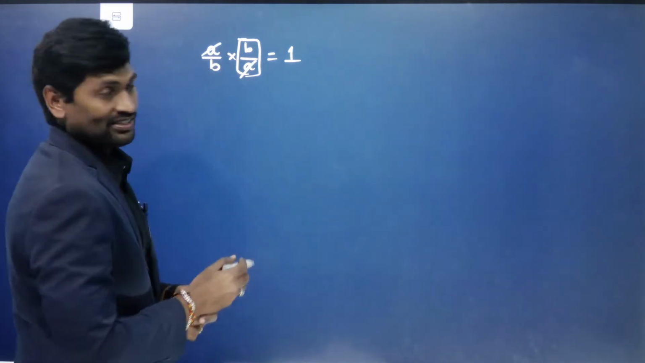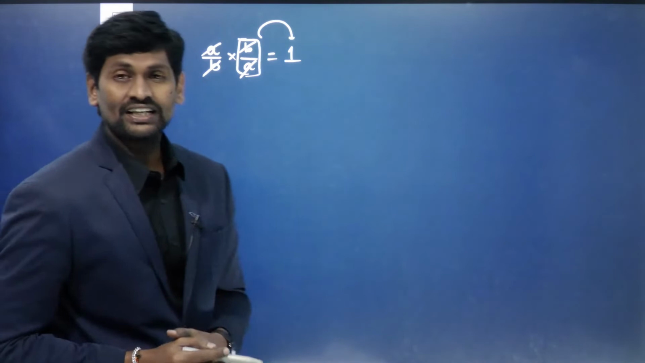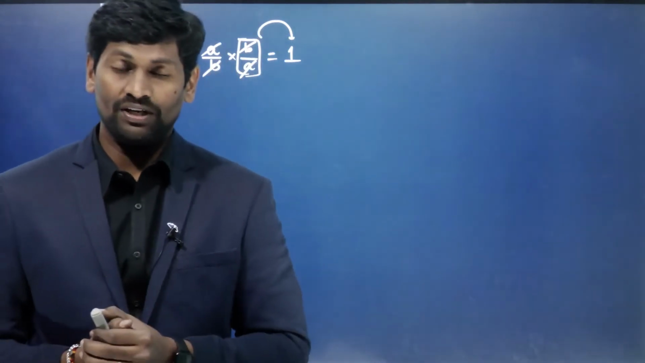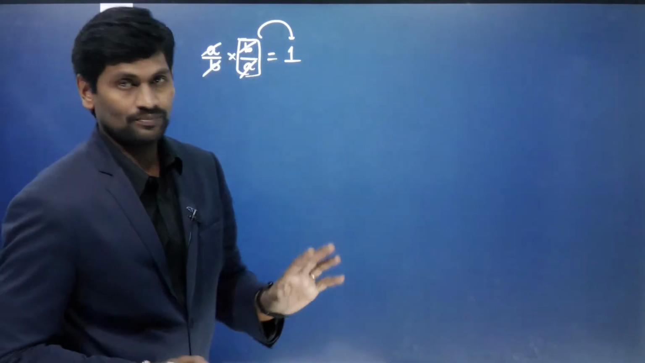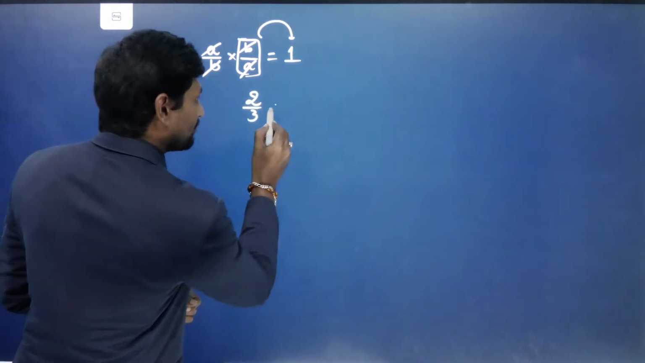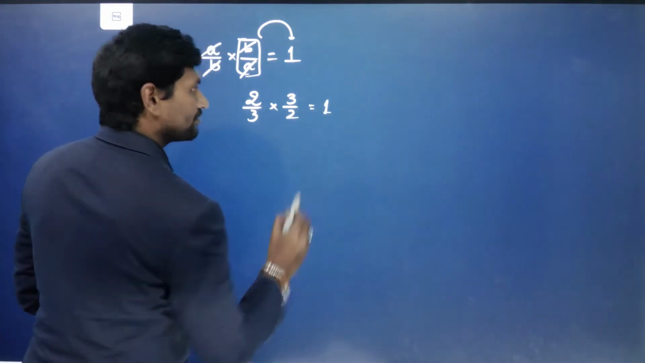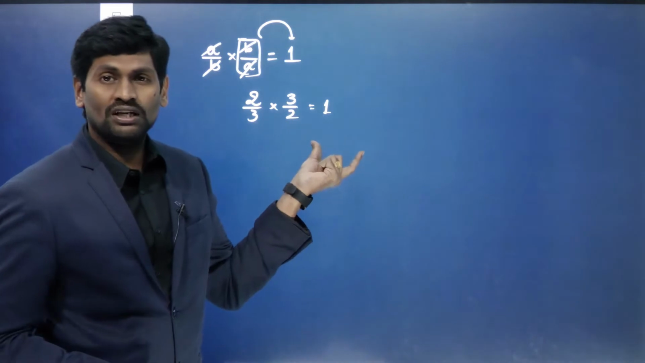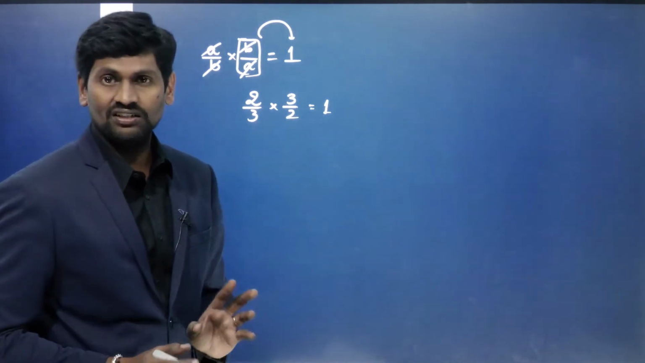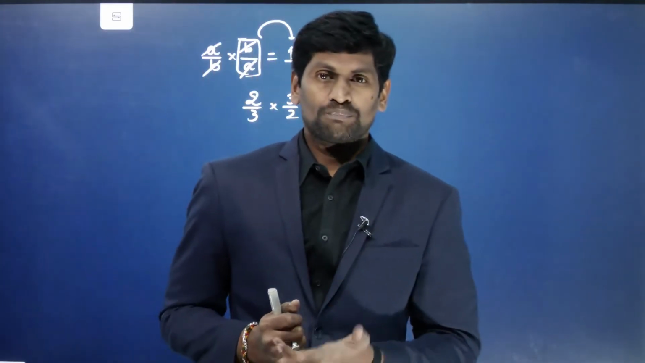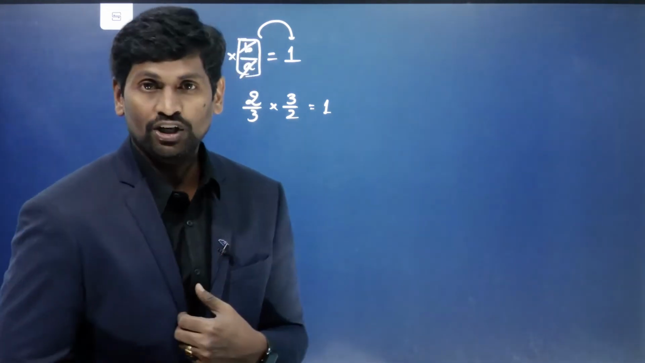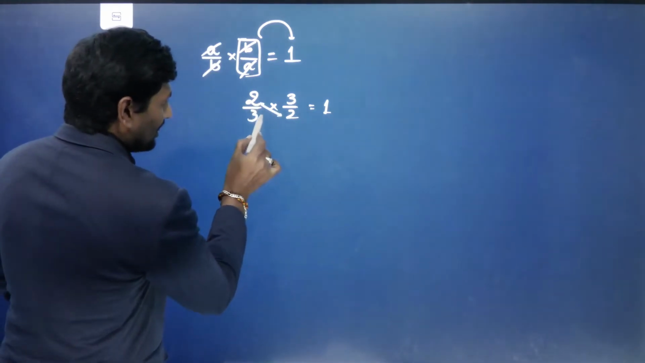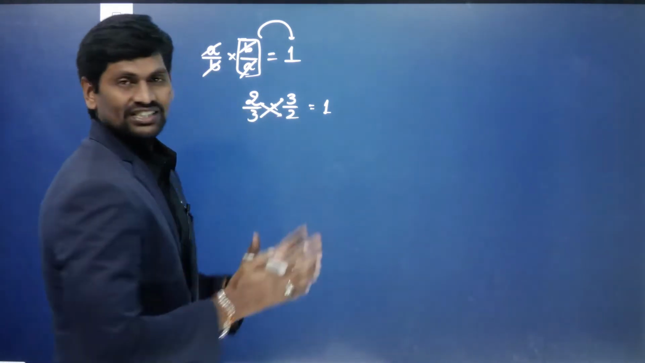Then a one time cancels, here b cancels. Then the answer is 1. That means a by b's multiplicative inverse is b by a. So simply, if the product of two fractional numbers is 1, then each number is called the multiplicative inverse to the other. Same way, 2 by 3 multiplied with 3 by 2, the answer is 1. Then 2 by 3 and 3 by 2 are multiplicative inverses, or reciprocals, of each other. Okay? So for finding any fraction's multiplicative inverse, we can just change the positions of numerator and denominator. So 2 by 3's multiplicative inverse is 3 by 2.